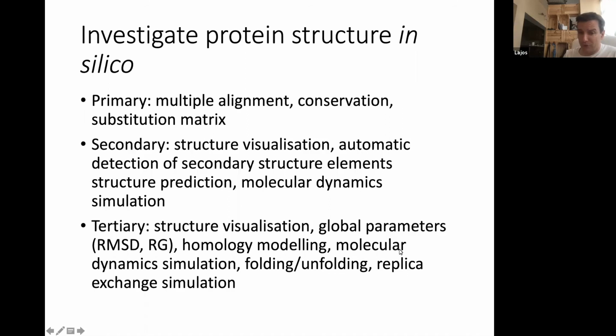For the tertiary structure, you are very often doing molecular dynamic simulations. I will speak about molecular dynamic simulations later, so just don't worry about that now. You can do folding, unfolding. This is again a very unreliable part of the in silico tertiary structure analysis. I wouldn't say that it's very trivial to do folding.